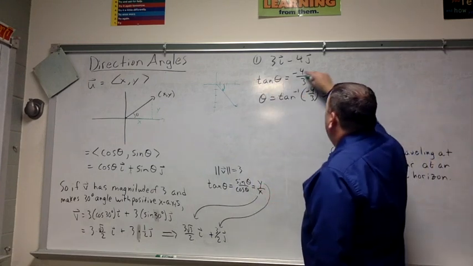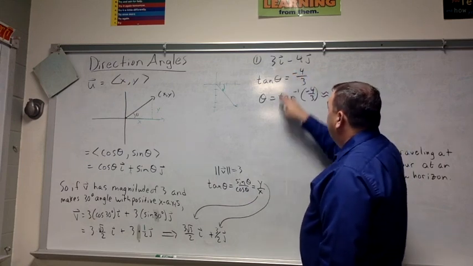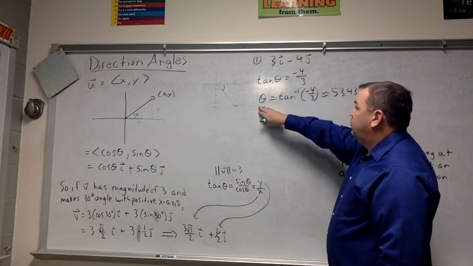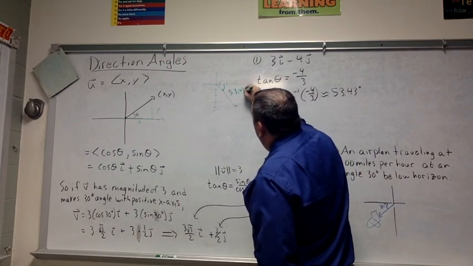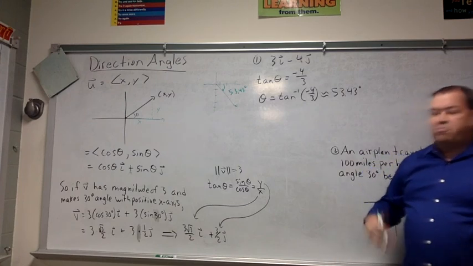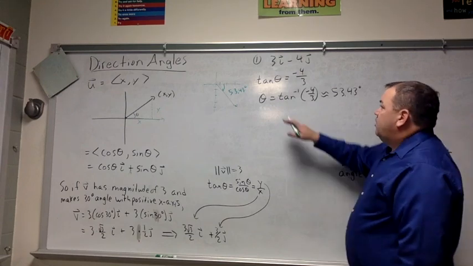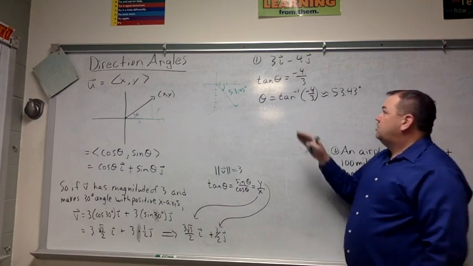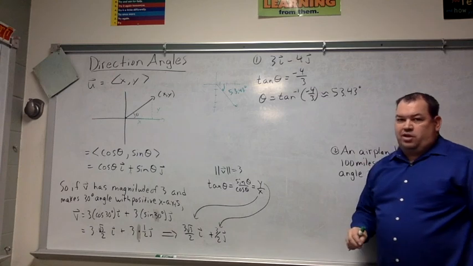So I put the y on top, the x on the bottom. That's what this is saying right here. And of course, I have to do inverse tangent of that to get my angle out. And it turns out this angle is 53.43 degrees. Now, this is useful for things like bearing, if we're talking ships navigation or plane navigation. This is useful for finding angle of forces. There's a lot of practical applications, but this idea right here is going to help us with direction angles.